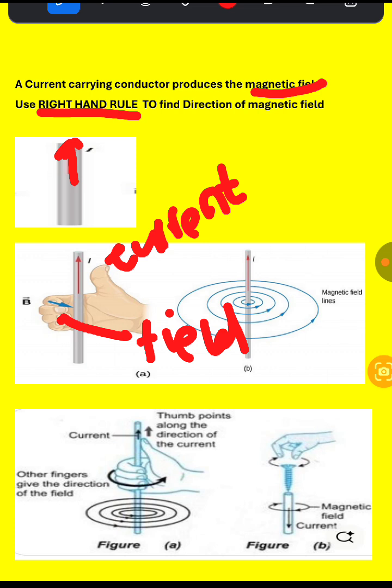Just like this is indicated in this diagram here. So we see this is the direction of the magnetic field. It's going around like this, like this, like this. And this direction is called anti-clockwise.